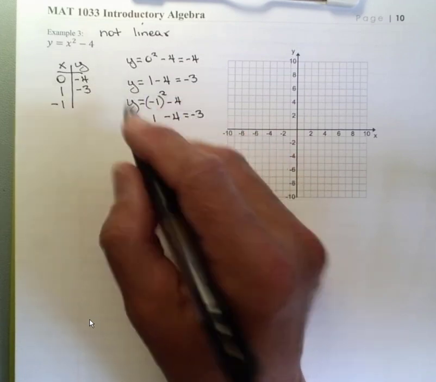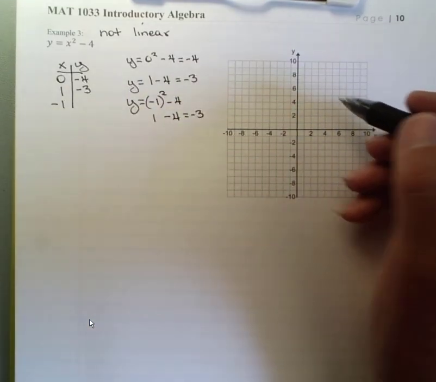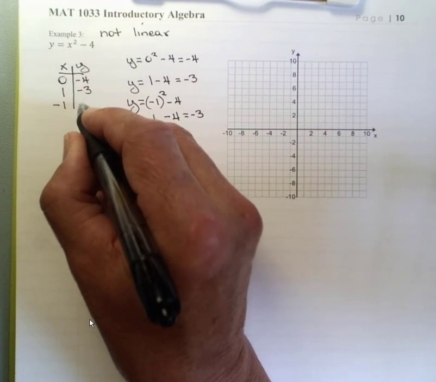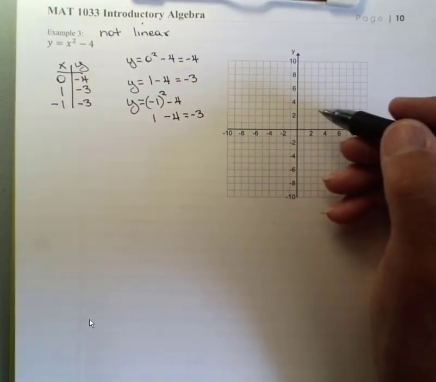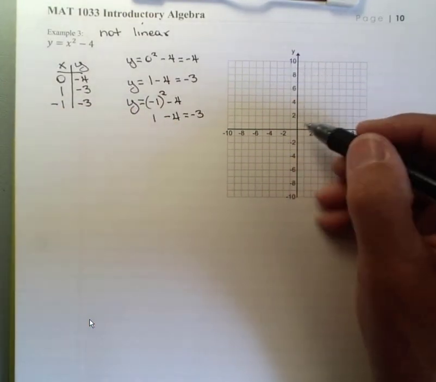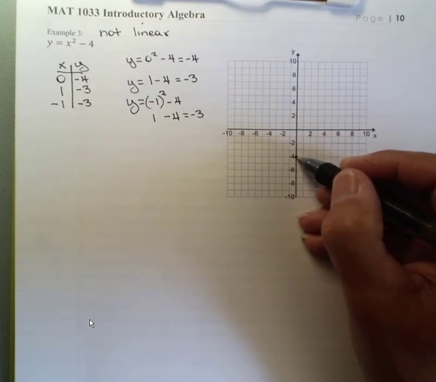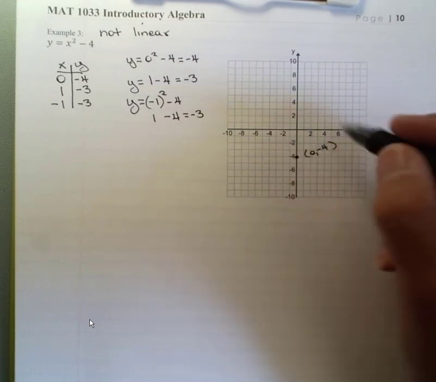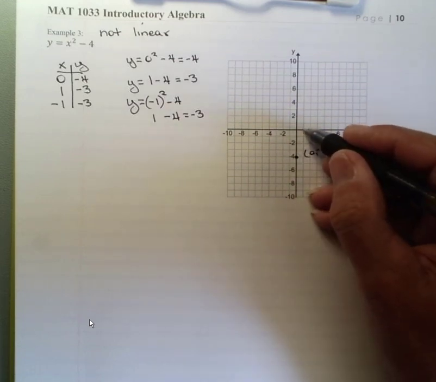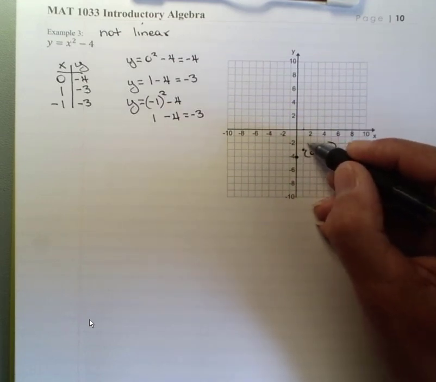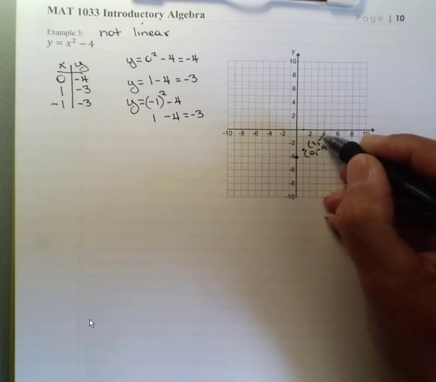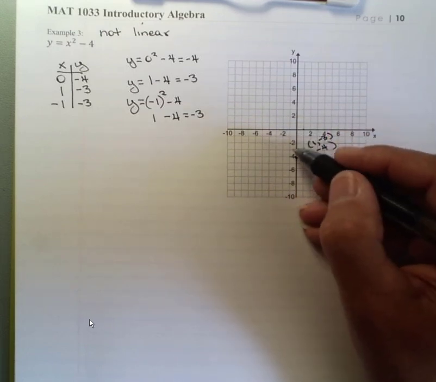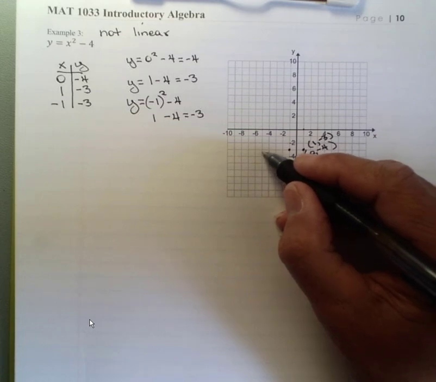So here I've got a really same sort of situation, right? Let's look at it like this. I've got 0, negative 4 for my first point. Here it is. I've got 1, negative 3. So I go positive 1, negative 3 in the y direction. I've got negative 1, negative 3. My points are really close together.